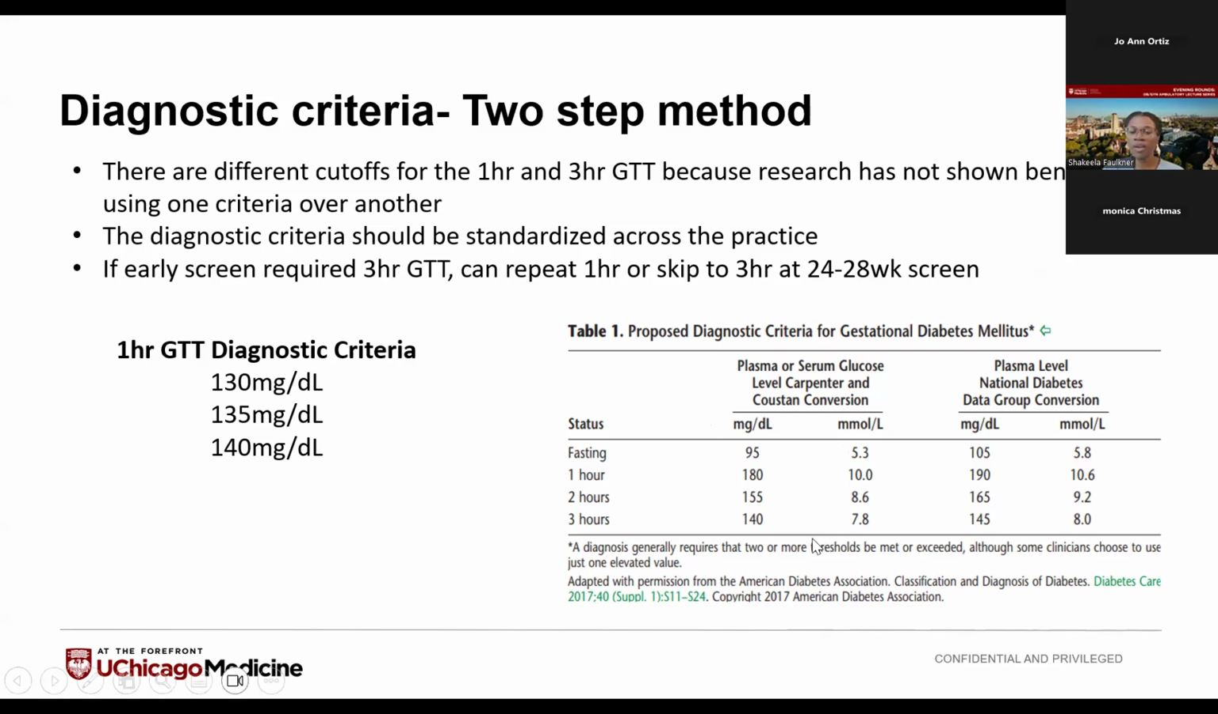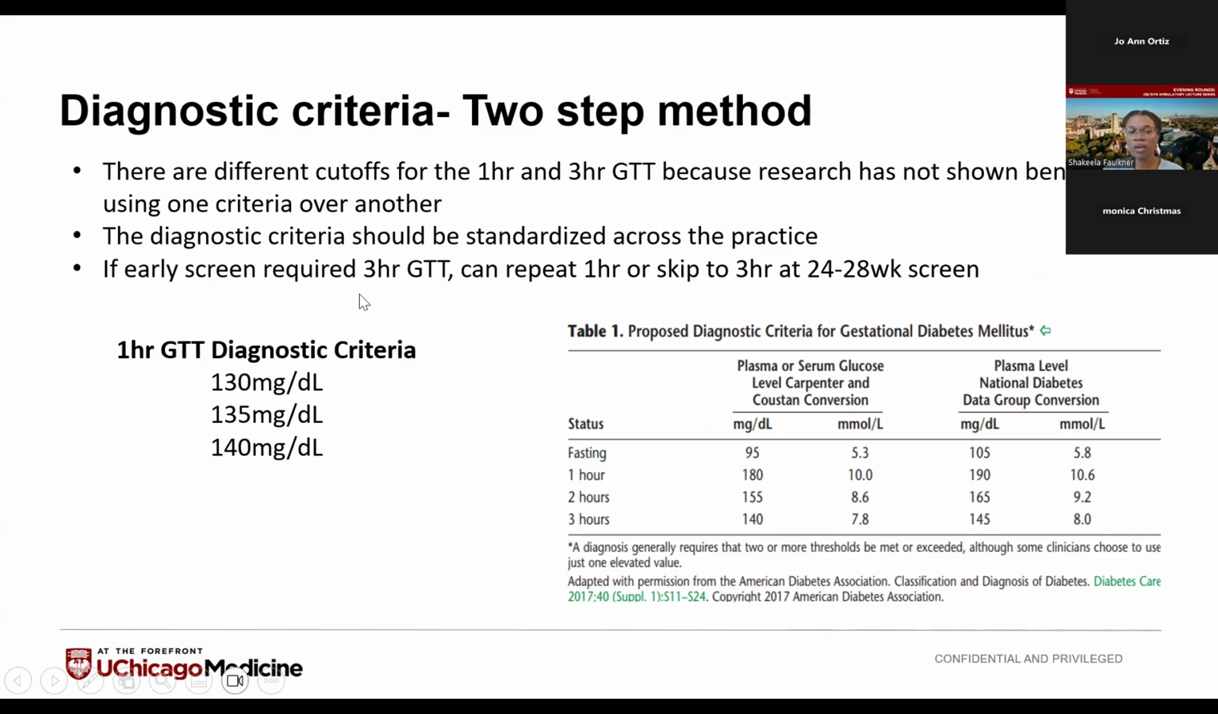And then for the 3-hour, there are also 2 different sets of cutoffs. We usually use this one here, the Carpenter and Coustan. This is why it's important to have fasting, because it is part of the criteria. So it could be any 2: the fasting, as well as any of the 1, 2, or 3-hour marks.